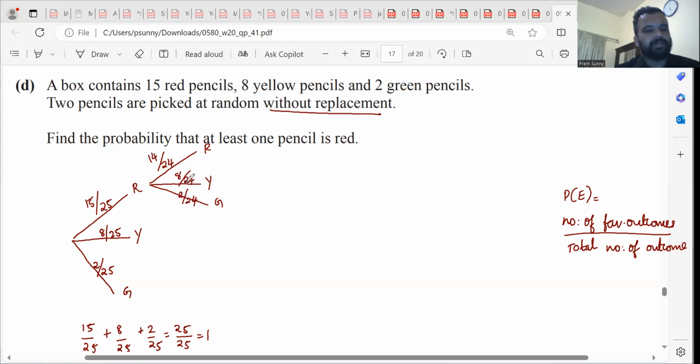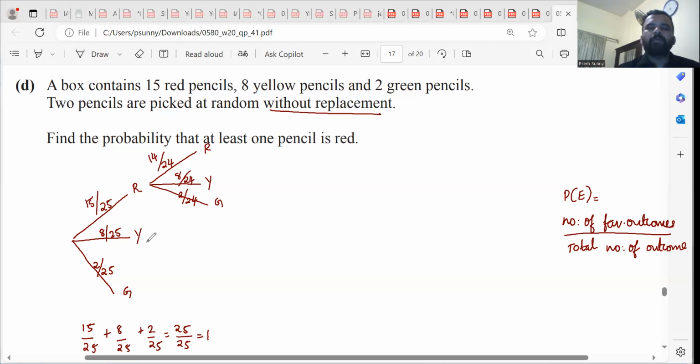14 by 24 plus 8 by 24 plus 2 by 24. I'm just checking whether my answers are correct. It should add up to give me 1. 14 plus 8 is 22, 22 plus 2 is 24. So 24 over 24 will give me 1.